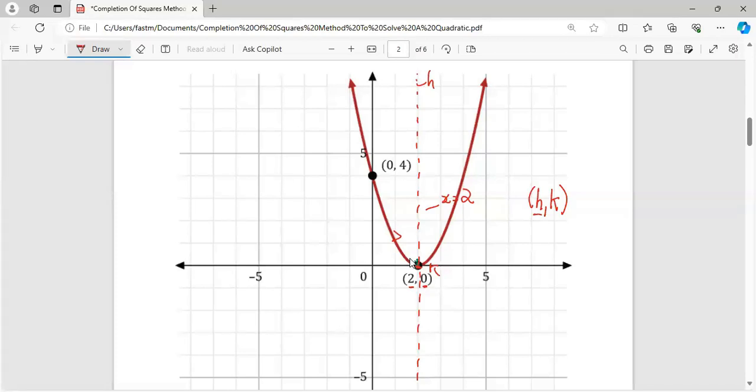So let's remember, when they ask what is the axis of symmetry, it is x equals h. If they ask what is the minimum or maximum, it is y equals k. And if they ask what are the coordinates, you just put h and k together. And that's simple. That's it.